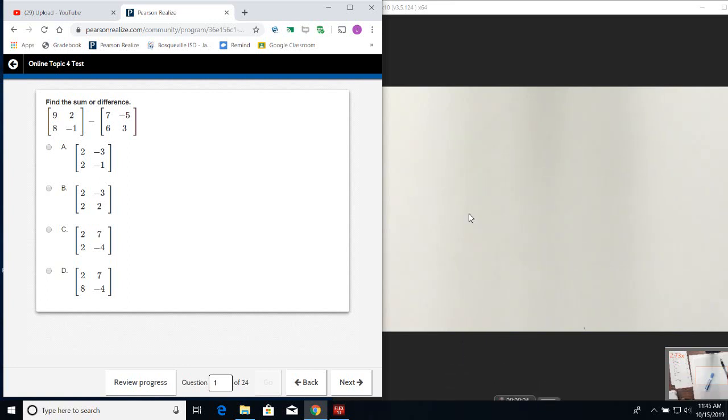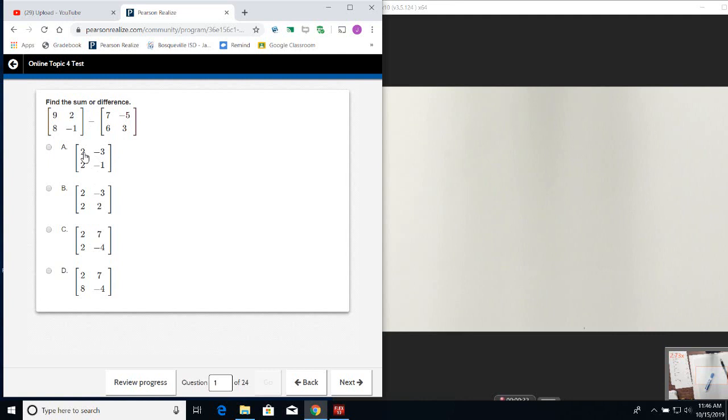Okay, so on question number 1 on this online topic 4 test, it says find the sum or difference of these. Remember, when you're adding or subtracting matrices, number one, they have got to be the same size matrices. If I'm adding, I just add each corresponding element. If I'm subtracting, your rule is to add the opposite here. So if I'm doing this mentally, this is 9 minus 7, so it's the same thing as 9 plus a negative 7, which would be a positive 2.